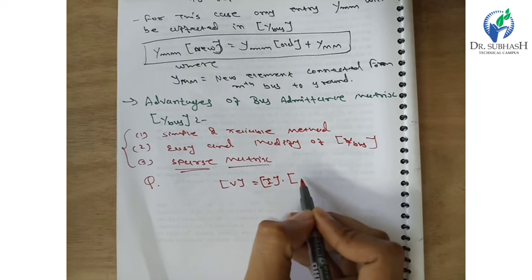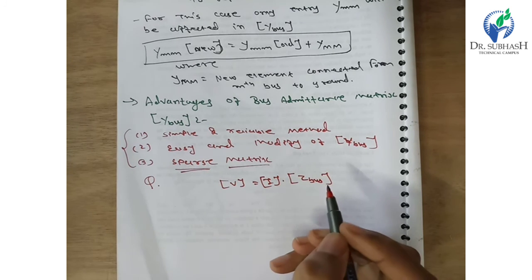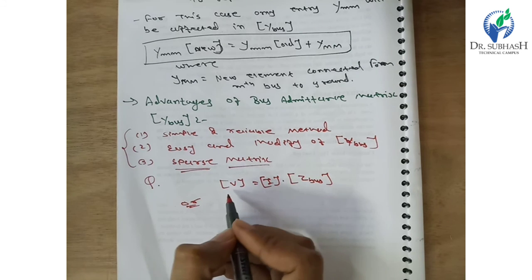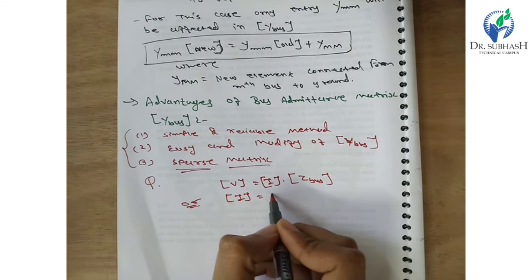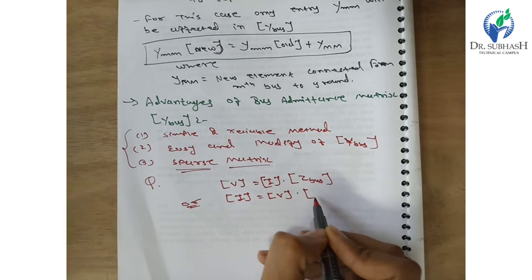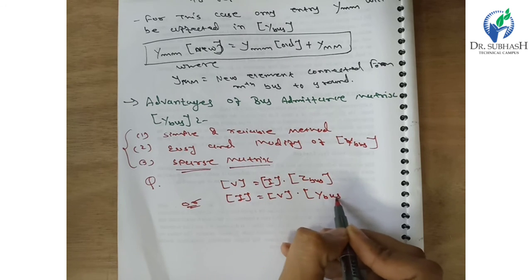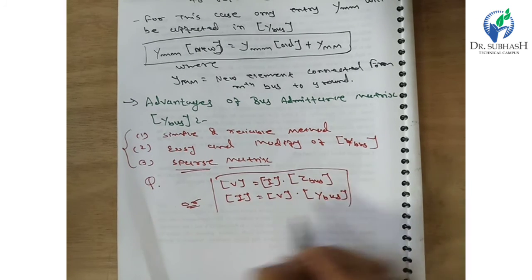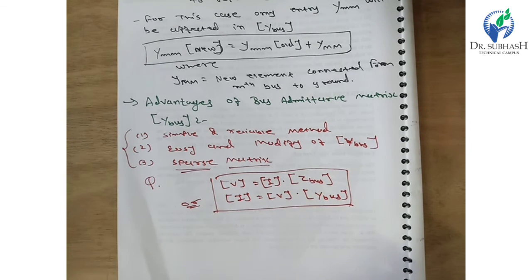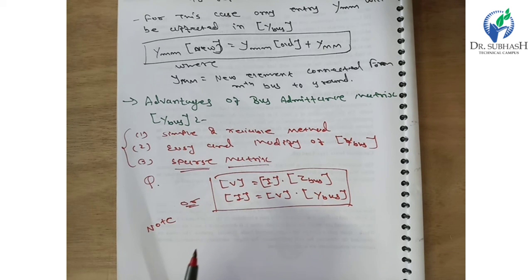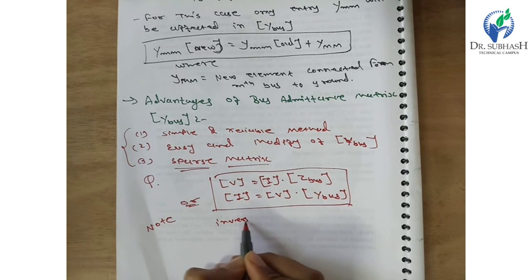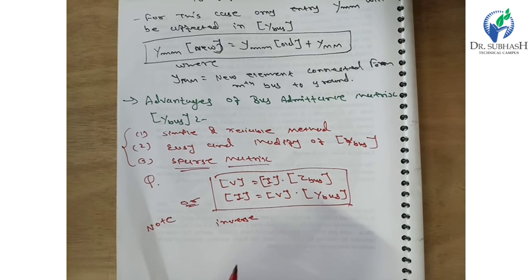I into Z-bus. So in other form we can also rewrite that I is equal to V into Y-bus. So this is a very important point for the recall of the Z-bus matrix. Here we note that the admittance matrix is the inverse of the impedance matrix, and vice versa.